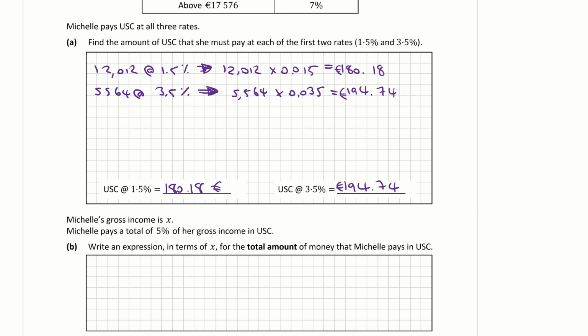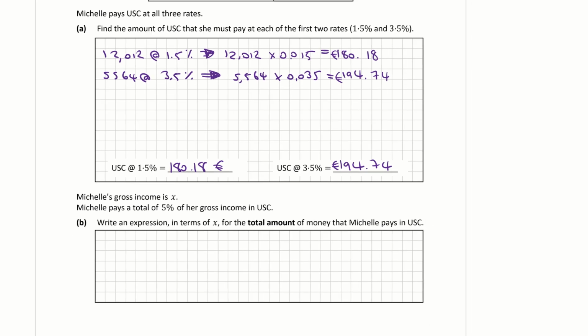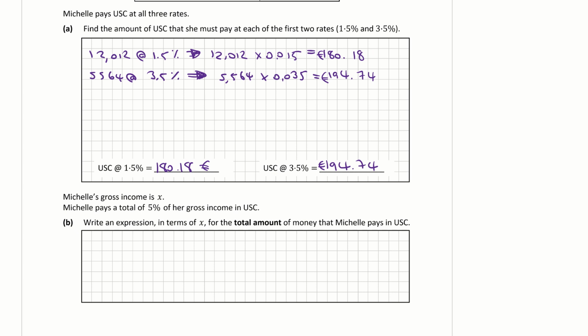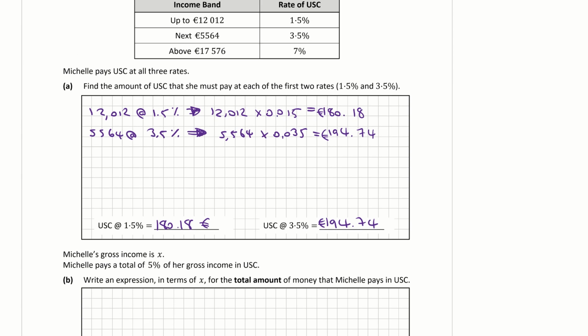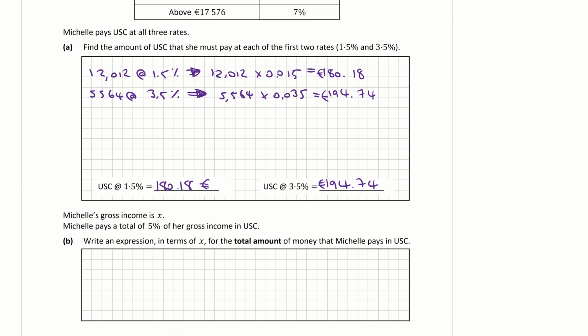Okay, Michelle's gross income is X, so she's some pot of money valued at X euro. Michelle pays a total of 5% of her gross income in USC. So in other words, when she takes her USC out of her total pay, it accounts for a total of 5%. Write an expression in terms of X for the total amount of money that Michelle pays in USC.